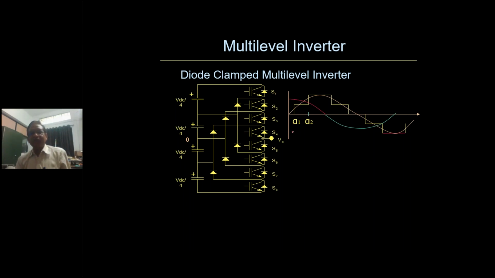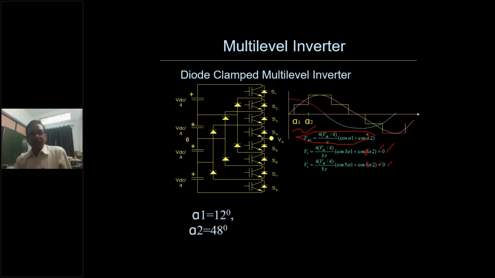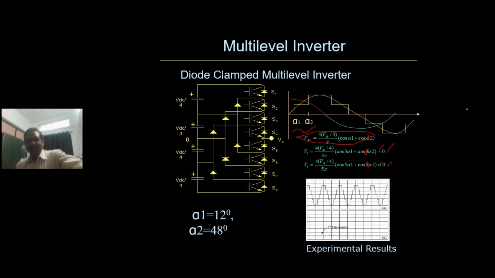So here alpha 1 and alpha 2. So I can eliminate 2 harmonics using these equations. So what do I eliminate? Sorry, third harmonic and fifth harmonic I want to eliminate. So I am equating this equation equal to 0, and according to that I will get the output voltage. Alpha 1 equal to 12 degrees, alpha 2 equal to 18 degrees. So you will see this is output voltage. This is alpha 1 and this is alpha 2. And if you see here, seventh harmonic is there. Third and fifth harmonics are almost eliminated using this technique.